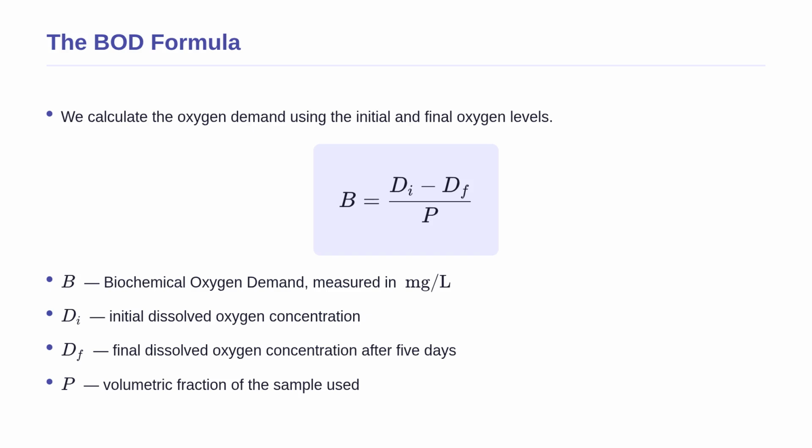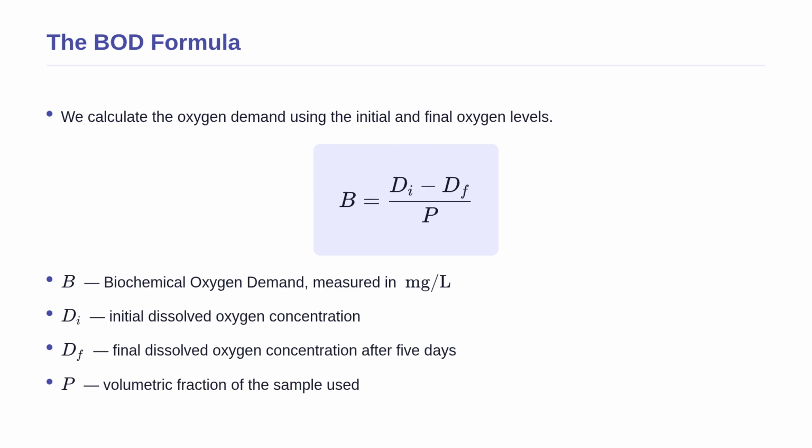To put this concept into practice, we use a straightforward mathematical formula. The formula calculates the oxygen consumed and adjusts for any dilution. The variable B represents the biochemical oxygen demand, measured in milligrams per liter. DI stands for the initial dissolved oxygen concentration, right after the sample is prepared. DF represents the final dissolved oxygen concentration, measured after the 5-day incubation period.